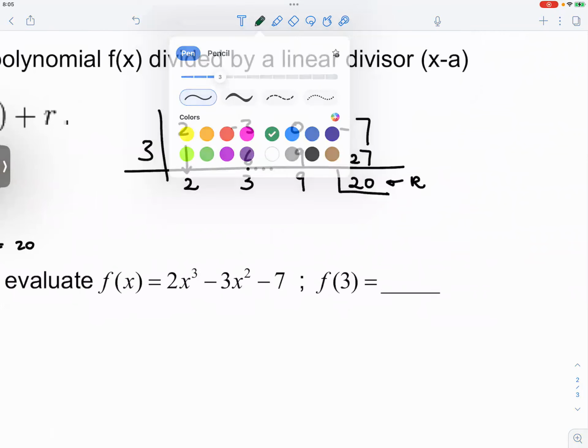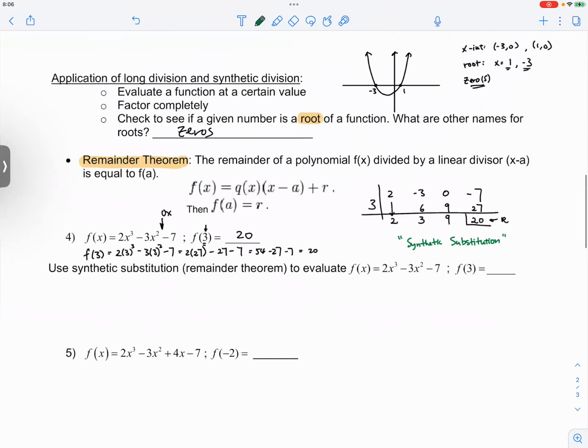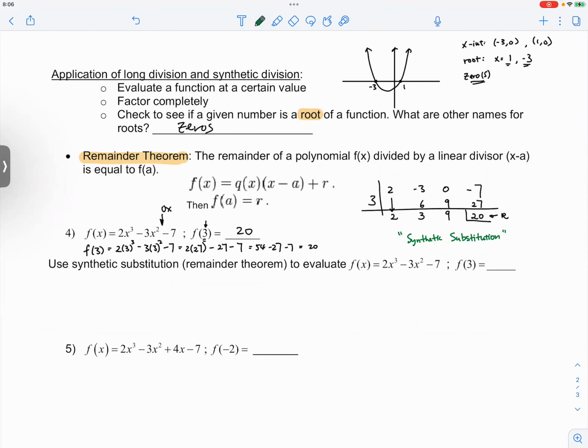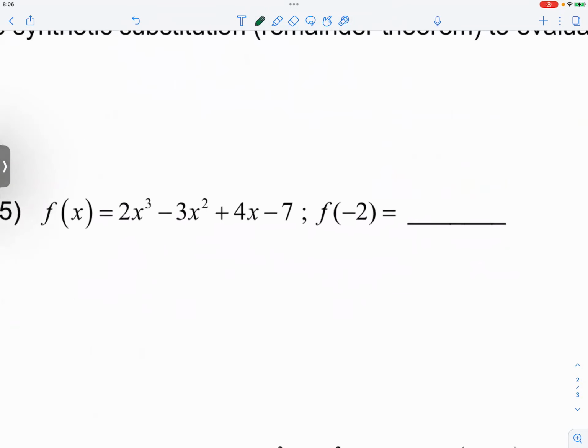So we give them a very special name. This process is known as synthetic substitution. So we get 20 either way, with the substitution or with synthetic substitution. So now let's go ahead and try number 5, and see if you can find out what f of -2 is.